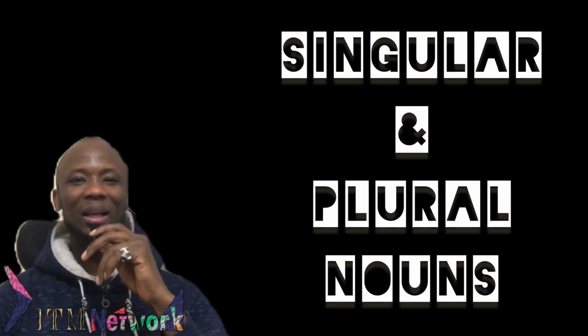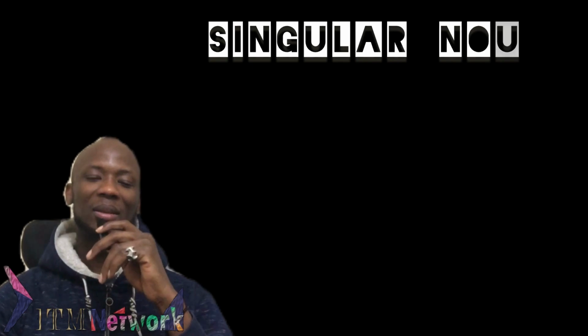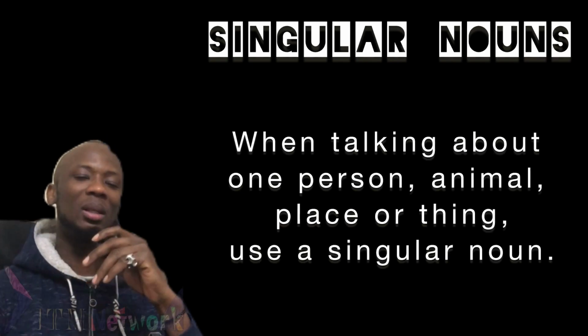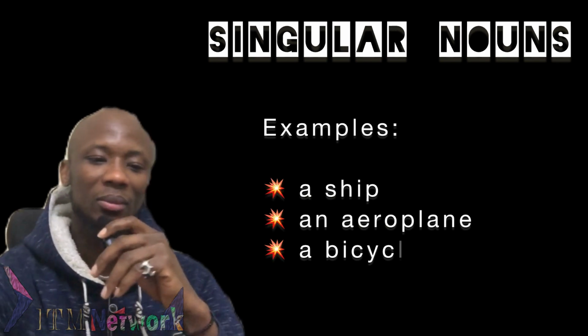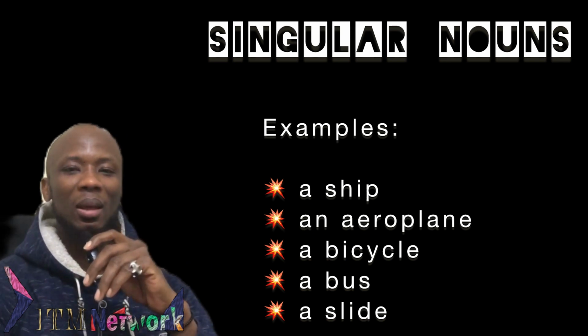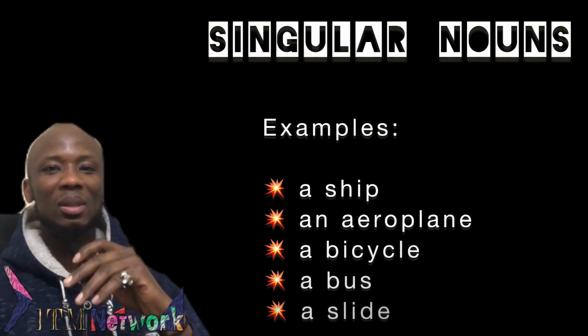Let's discuss singular and plural nouns. When you're talking about one person, one animal, place, or thing, use a singular noun. An example of this is a ship, a train, a hall, an aeroplane. These are examples of singular nouns.